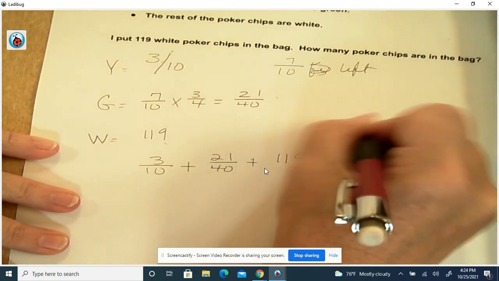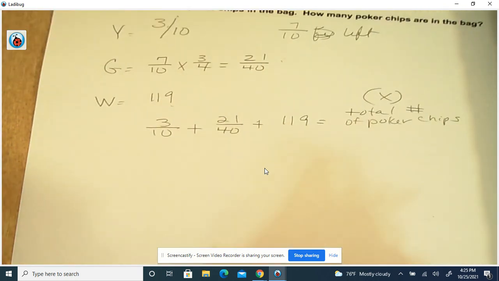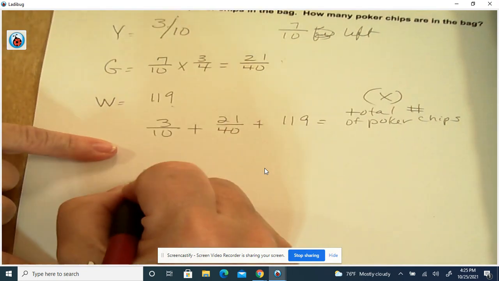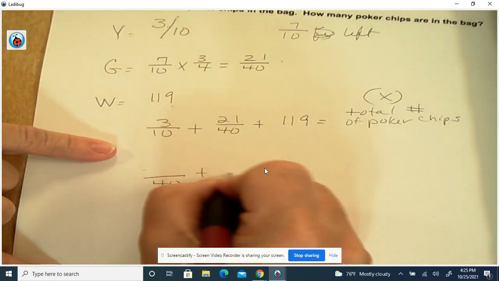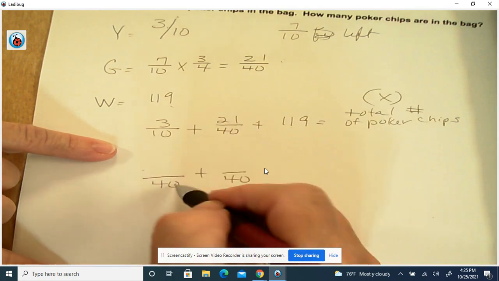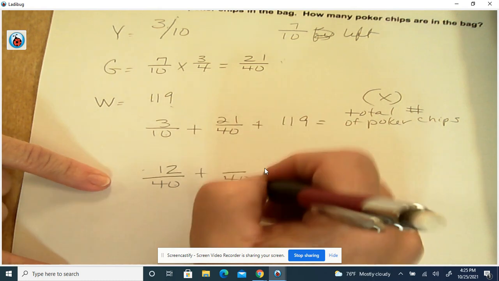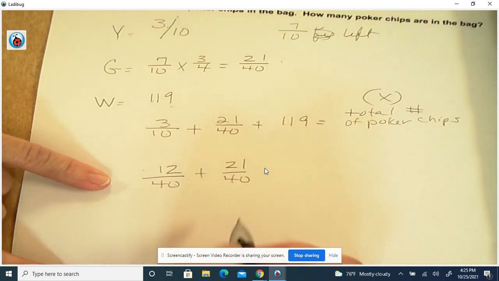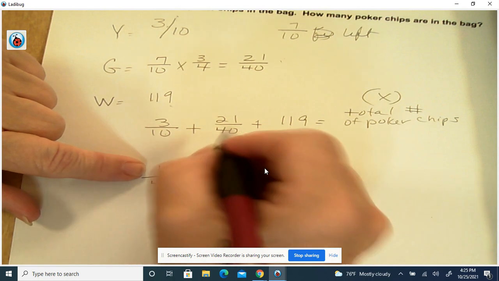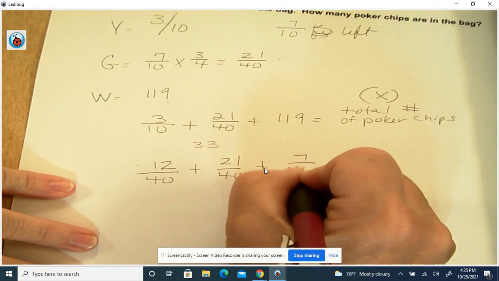And we're going to call that X, okay? First of all, we have to have common denominators here, so we've got 40 and 40. We'll come back to that 119 in a minute. 10 goes into 40 4 times, 4 times 3 is 12. 40 goes into 40 once, and that's 21. If we add the 12 and the 21, that gives us 33. So that means 7/40 are left.